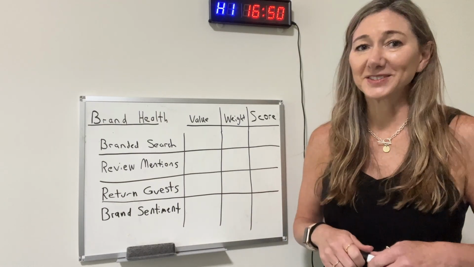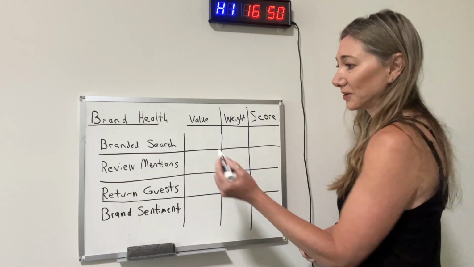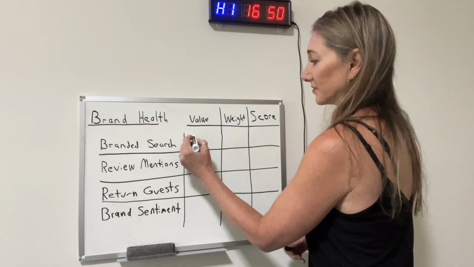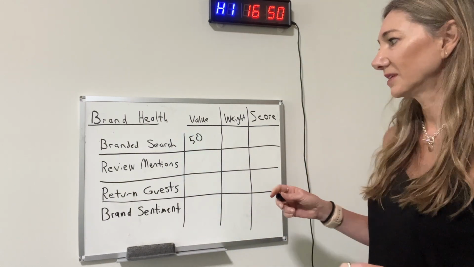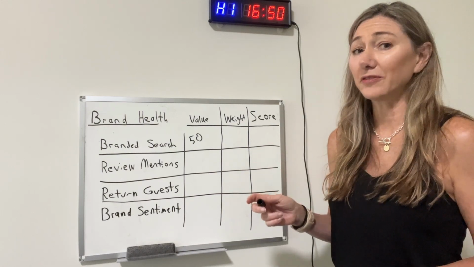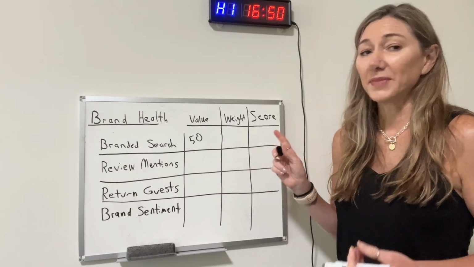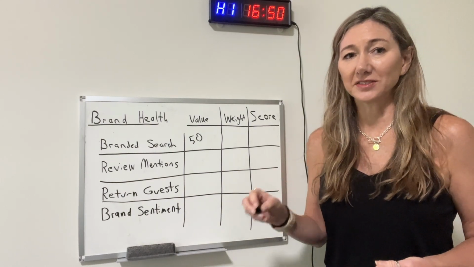Now, this comes with a little grain of salt because of our industry. So let's say your branded search is 50% or about half. We're only going to give this a weight on a scale of 1 to 5 of like maybe a 2. Here's why. Because a lot of your names sound exactly like the search term.